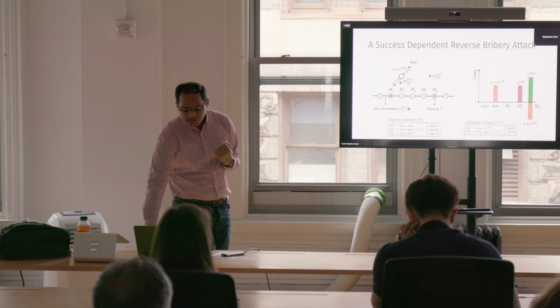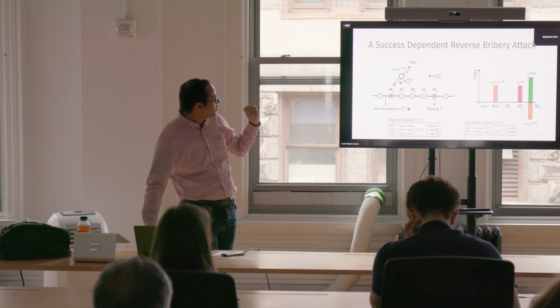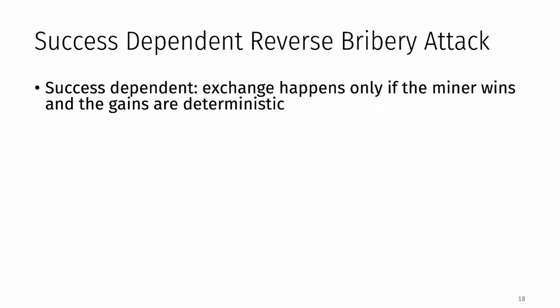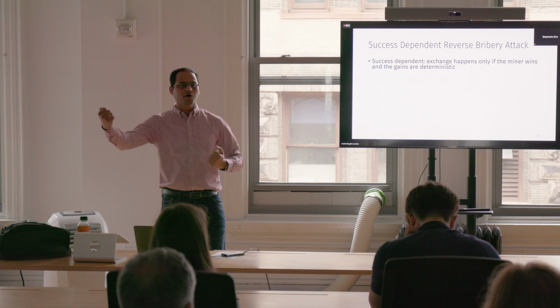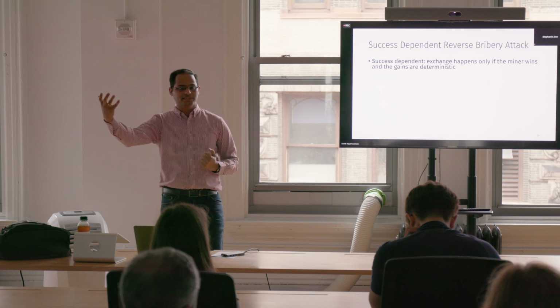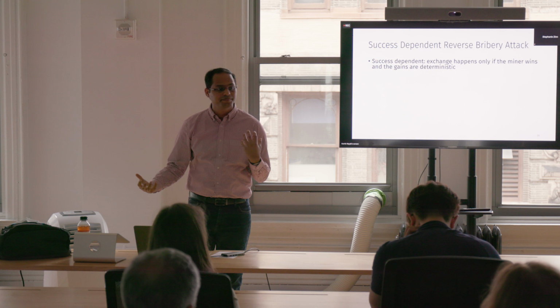So, some interesting aspects of this attack. The first part is, as I already explained, why it is called a reverse bribery attack. We call this a success dependent reverse bribery attack because only if the miner is successful in actually mining this block, that is when this exchange would happen. If not, nothing gained, nothing lost. If it happens, both Bob gets the bribe and the miner gets TX DEPM.